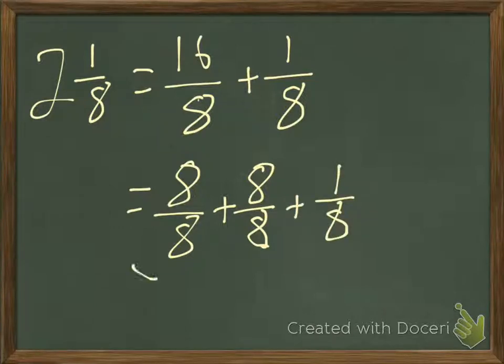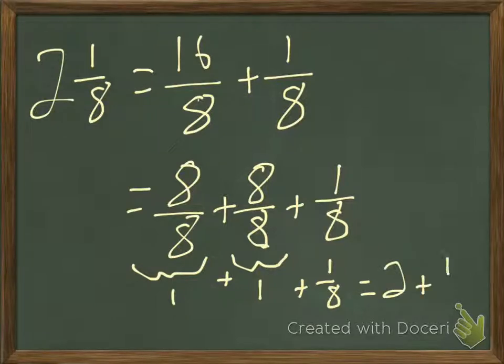Well, this of course gives us 1, and this of course gives us 1. Right, and we can obtain the full result. 1 plus 1 is 2 plus 1/8, and we can write that as 2 and 1/8. Let's make that even more clear with a fraction model.